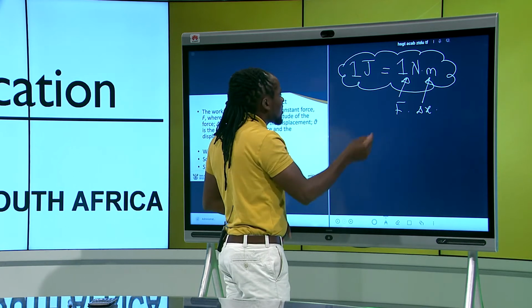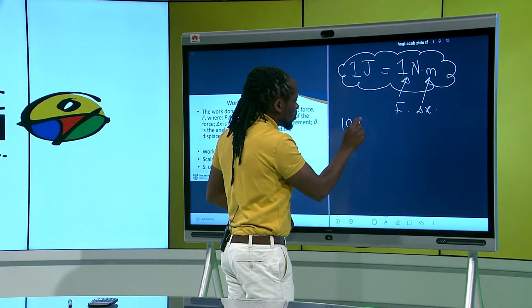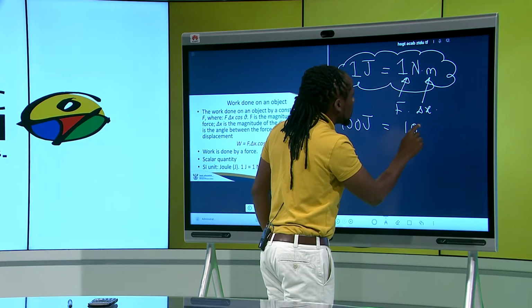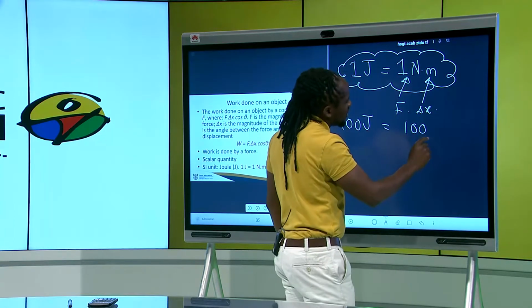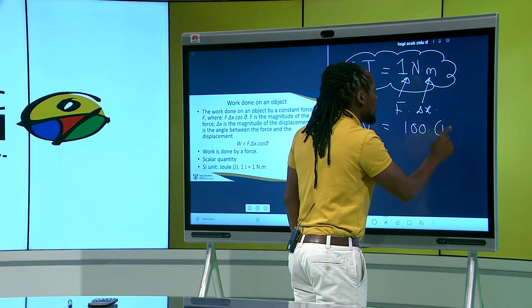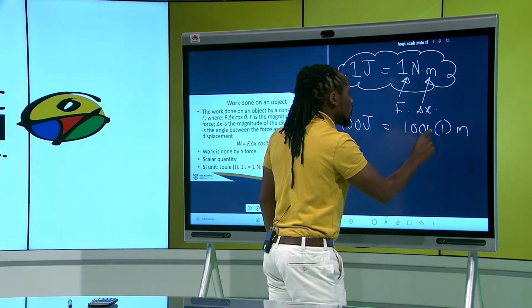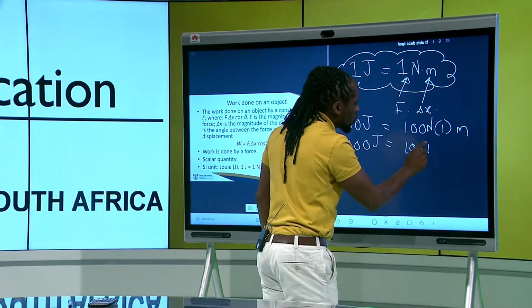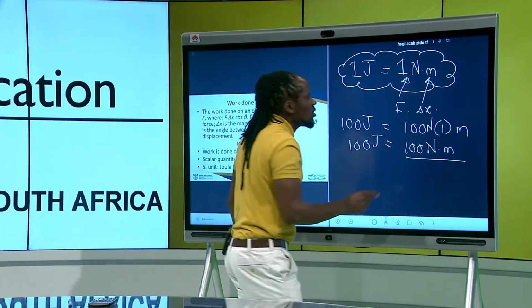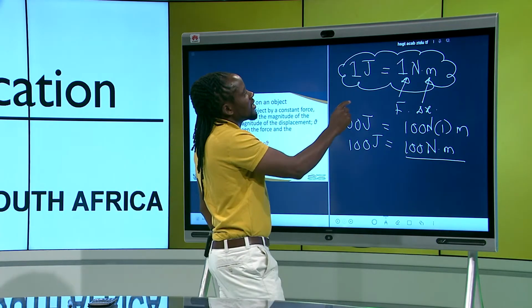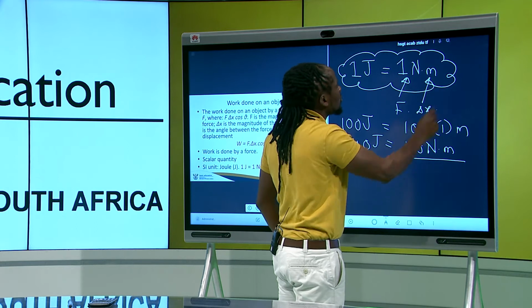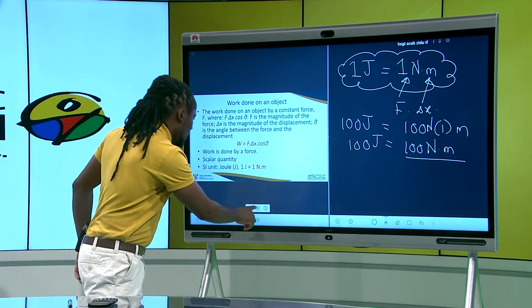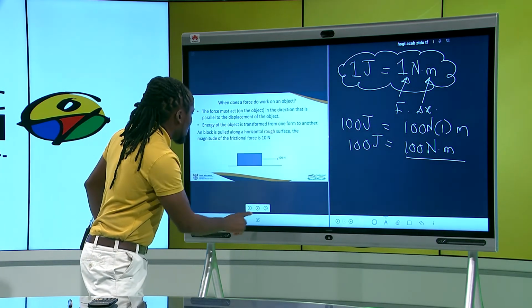Equivalently, let's say for argument's sake, we have work done of 100 joules. What does that mean? It means a 100 Newton force, or whatever the product is, let's say it moves 1 meter in the direction of the force. So you'd realize that 100 joules is equivalent to 100 Newton meters. But what is of particular interest to us is that the work done is actually the product of the force and the displacement of the object in the direction of the force. That's very, very important.